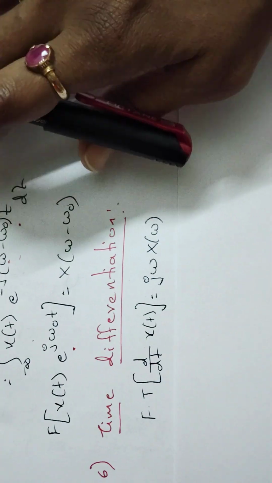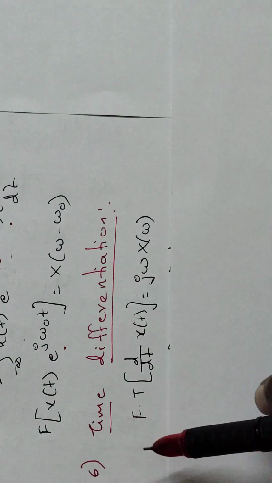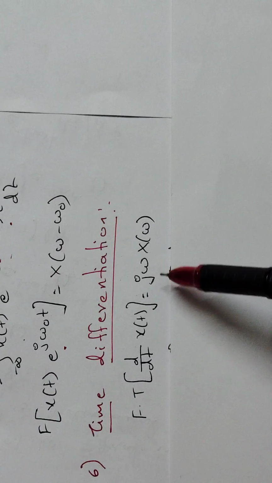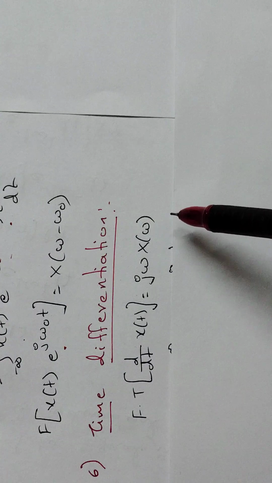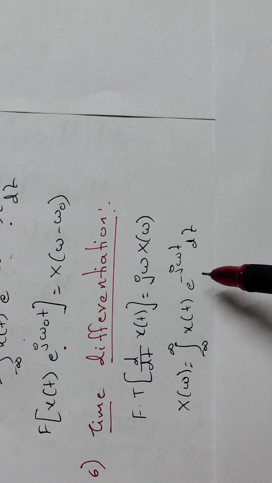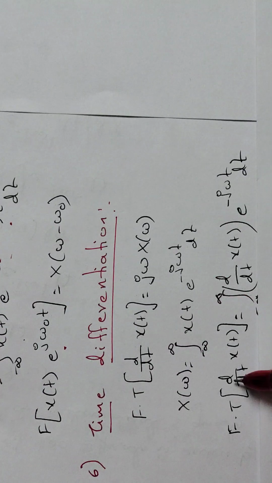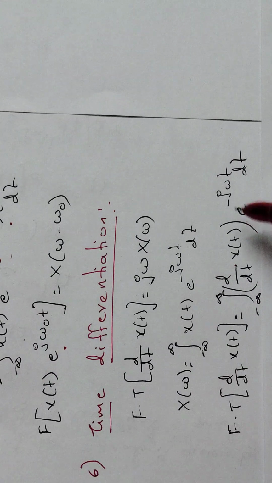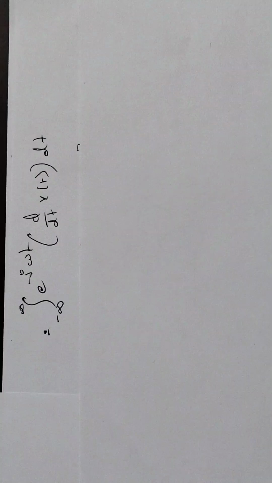Now let us see the next property, that is time differentiation. This time differentiation property states that differentiating the time domain, d by dt of x of t, is equal to j omega into x of omega. First you have to write the formula for the transform. After that, in place of x of t you have to substitute d by dt of x of t, e power minus j omega t into dt.